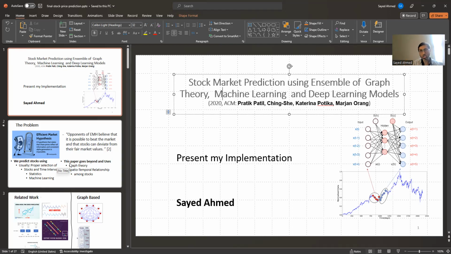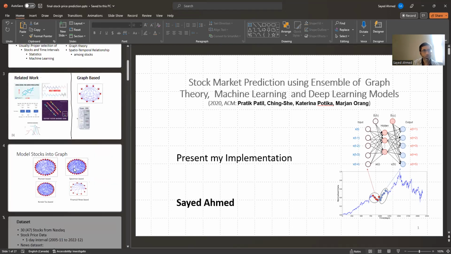Pearson correlation among the stocks, the graph created from them, and using that graph for prediction. I think Pearson correlation based graph prediction, and then Spearman correlation, and then Kendall tau, right? So we'll be comparing with those the financial news-based one.